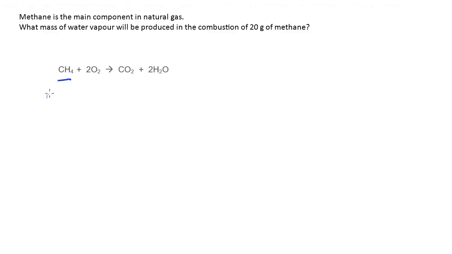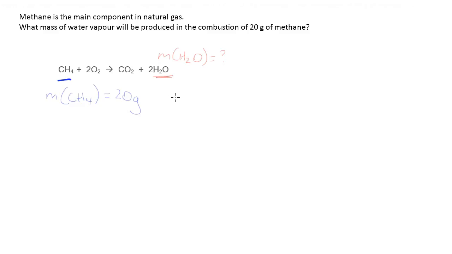So I'm just going to write that here. Our mass of CH4 is 20 grams. And then it's asking us to find the mass of water. The question says, what mass of water vapor will be produced? So, the mass of H2O is our goal. It's what we're trying to find out. So you could say that our known substance is the methane, because we have 20 grams of that, and our unknown substance is the water. We're trying to find out what the mass is of that.